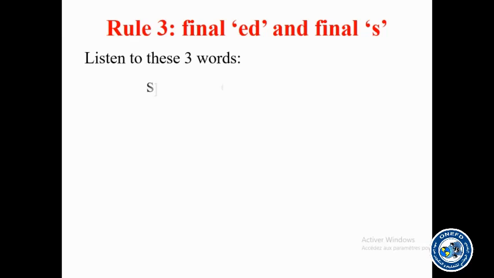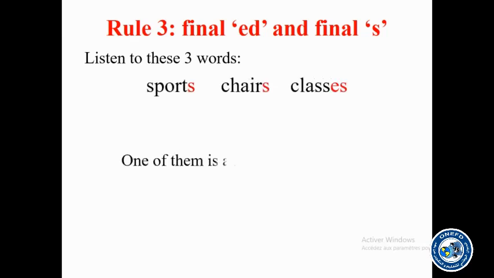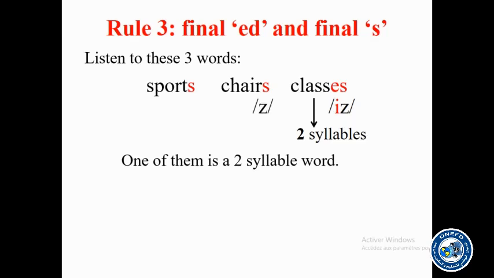Let's see with the final S now. One of them is a two-syllable word. Is it sports? Is it chairs? Or is it classes? Very good. Classes is a two-syllable word because the final S is pronounced iz. And you can see here that we have a vowel too. Whereas chairs, sports are just consonants, so they have only one syllable.